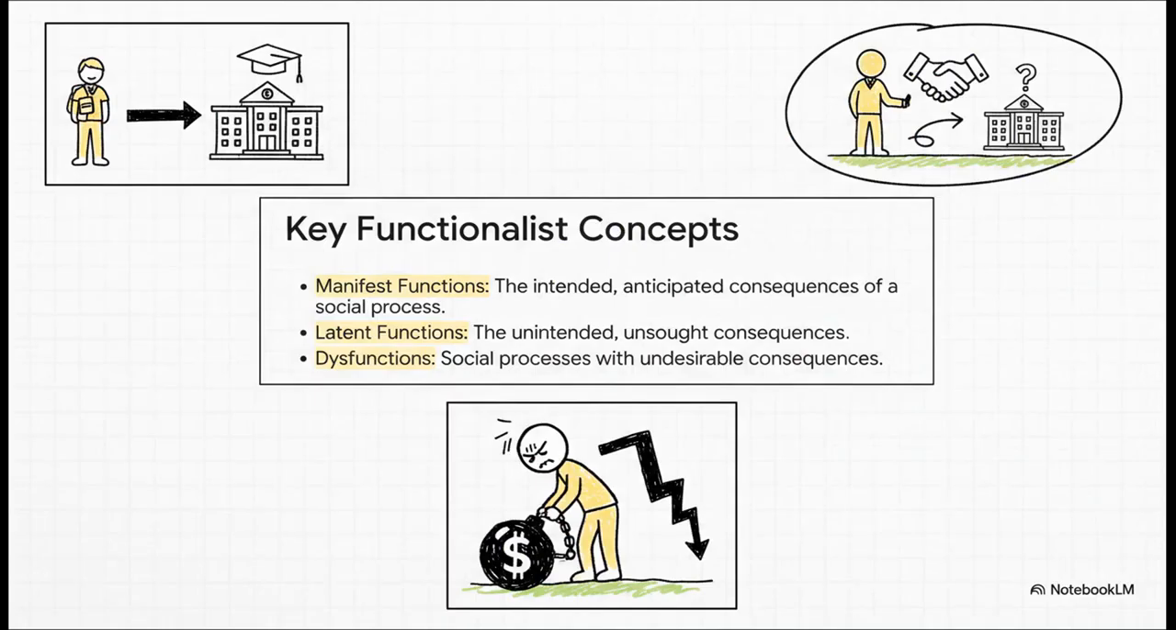But wait, it gets a little deeper. Another sociologist, Robert Merton, broke it down even further. He said these social functions come in different flavors. You've got your manifest functions. Those are the obvious intended results. You go to college to get an education, right? But then you have latent functions, the unintended but still important side effects. You know, like finding your future partner in a class. And when things don't work out as planned, like students getting buried in debt, well, Merton called those dysfunctions.